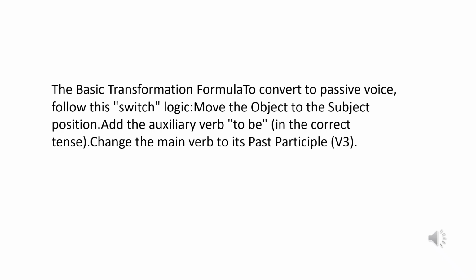In active and passive voice, the basic transformation formula to convert to passive voice follows switch logic, which means move the object to the subject position. We add the auxiliary verb, which we take as to be. Change the main verb to the past participle. These are the basic transformations of active to passive.